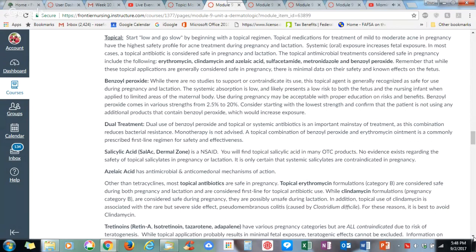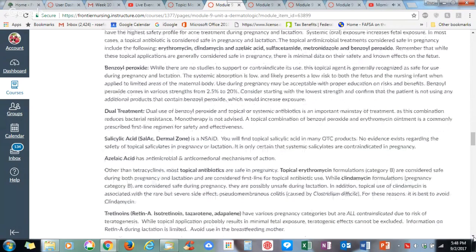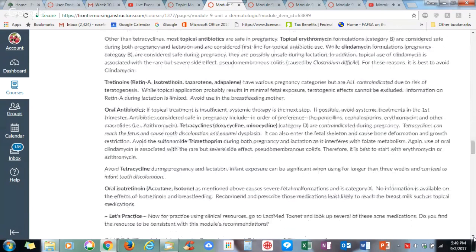Azelaic acid has antimicrobial and anticomedonal mechanisms of action. Other than tetracyclines, most topical antibiotics are safe in pregnancy. Topical erythromycin formulas, category B, are considered safe during both pregnancy and lactation and are considered first-line topical antibiotic use. While clindamycin formulations, pregnancy category B, are considered safe during pregnancy, they are possibly unsafe during lactation.